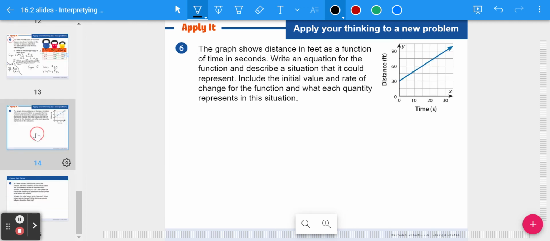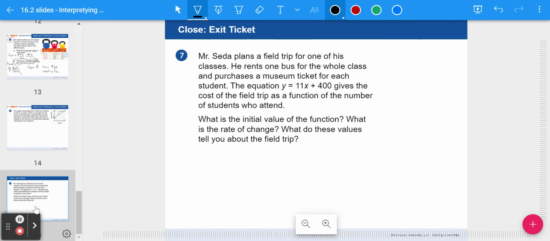So the last 2 examples, well, this one has to do with another graph. You got your y-intercept, and you can find your slope between 2 points here and here. There's a way to do it. But I want to just close it off with this last one. Mr. Sita plans a field trip for one of his classes. He rents 1 bus for the whole class and purchases a museum ticket for each student. The equation y equals 11x plus 400 gives the cost of the field trip as a function of the number of students who attend. So x would be the number of students, cost would be y.